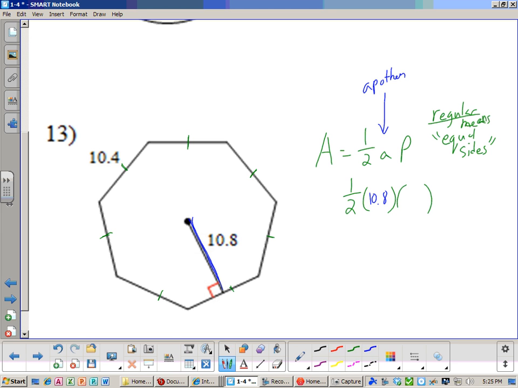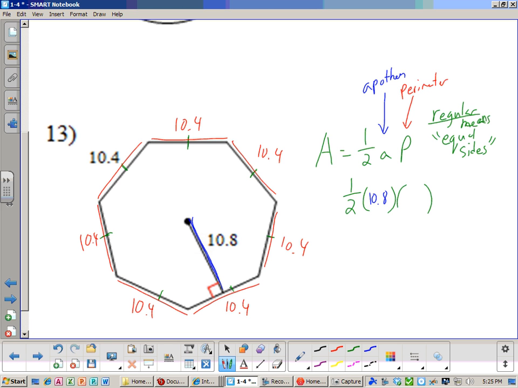Times the perimeter. The big P stands for perimeter of the shape, which could be found just by using one of these. If this is 10.4, then this is 10.4, and this is 10.4, and so on and so forth. Also, a nice shortcut you could do, if you know better, you could just multiply the 10.4 by the number of sides, which is 7. 10.4 times 7, because there's 7 sides. You could also just add every single one of them, but that takes a long time. If you want the distance around the whole shape, just times it by 7.